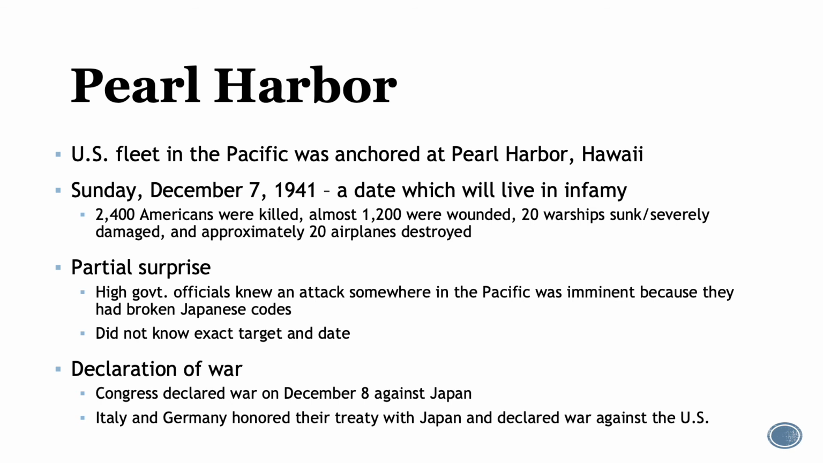It was a partial surprise to us. We knew that there would be an attack somewhere in the Pacific because they had broken Japanese codes, but they didn't know the exact target or the exact date. So Congress declared war on December 8th against Japan. Italy and Germany honored their treaty with Japan and declared war against the U.S., and this is when we see the U.S. join World War II.